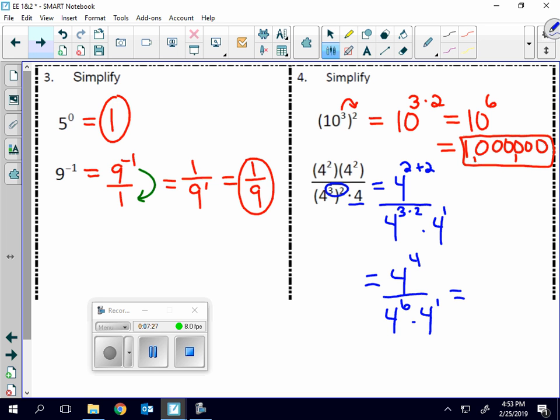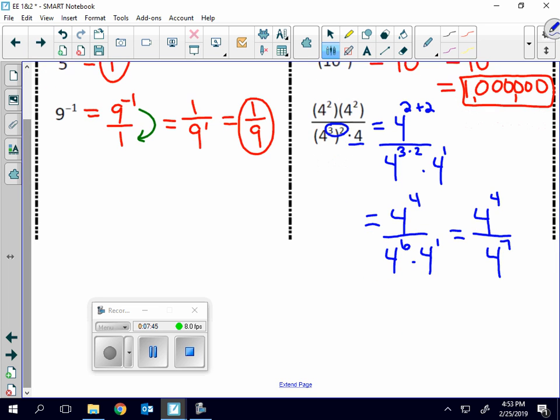I'm going to keep the numerator for a second, and let's combine our denominators here. 4 to the 6th times 4 to the 1st, since the operation here is multiplication, we're going to add those exponents. So 4 to the 6th plus 1 is 4 to the 7th power. All right, and then, hopefully you still have room, we're going to do this. All right, now we're going to do our division. So keep your base, subtract your exponents.